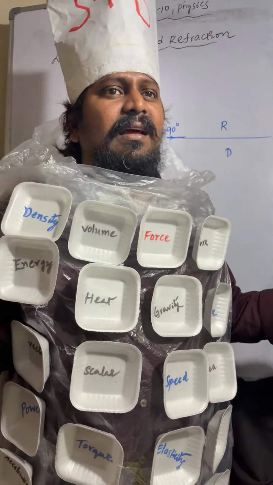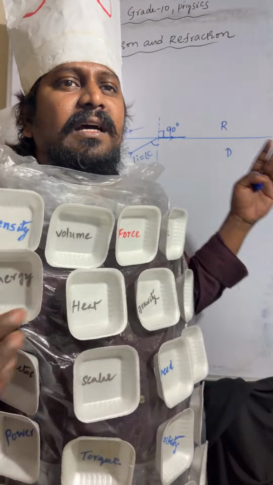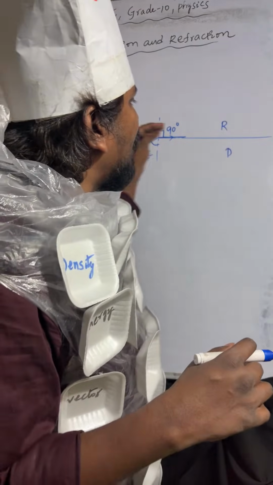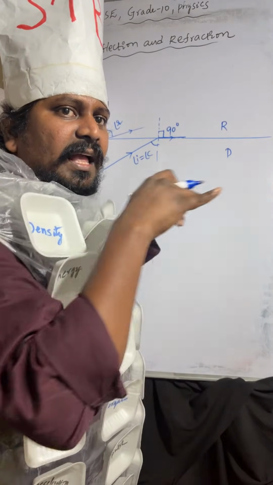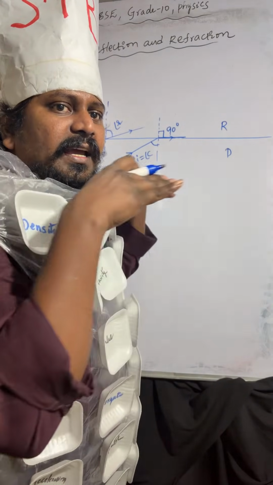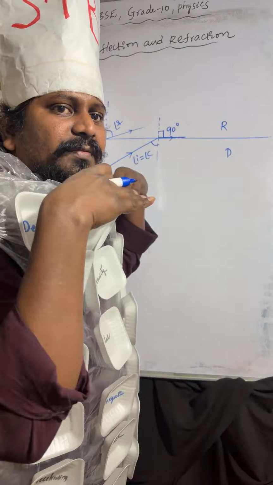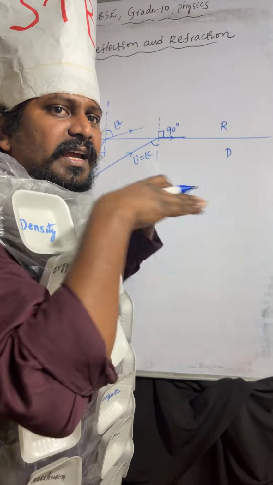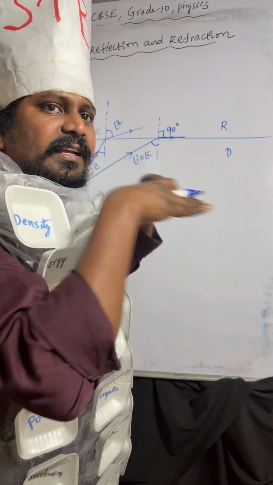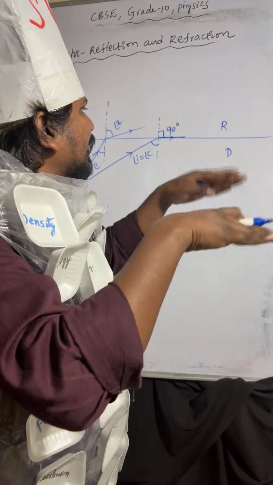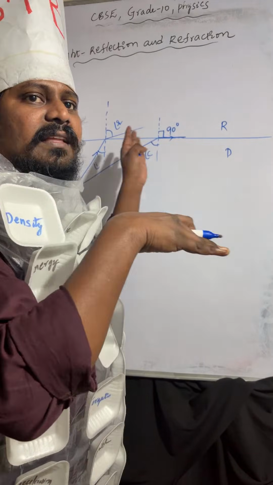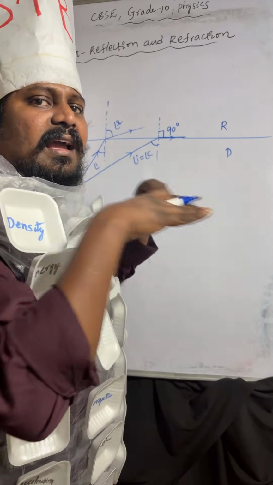At a certain angle of incidence, the refracted ray passes, grazes or moves along the surface, making 90 degrees with the normal line. That is 90 degrees. This angle is called the critical angle.